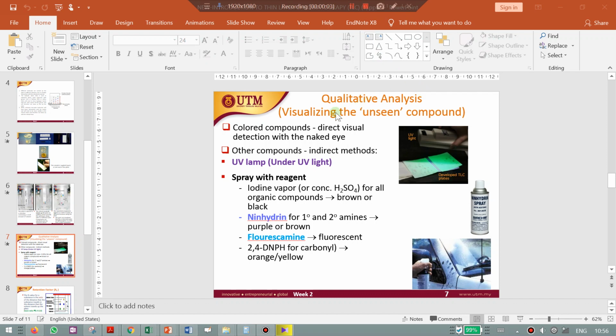Qualitative analysis, visualizing the unseen compound. Colored compound: direct visual detection with the naked eyes. Otherwise, an indirect method. If your compound has color, you can already observe it with your naked eyes. If your compound, extraction or sample cannot be observed with our naked eyes, we can use a UV lamp, or we can spray with a reagent. Maybe you need to remember one or two, for example iodine vapor. The famous ones are ninhydrin or fluorescein.